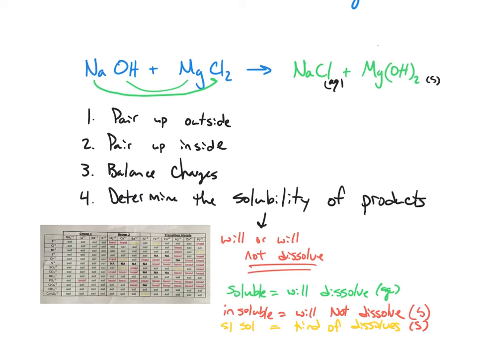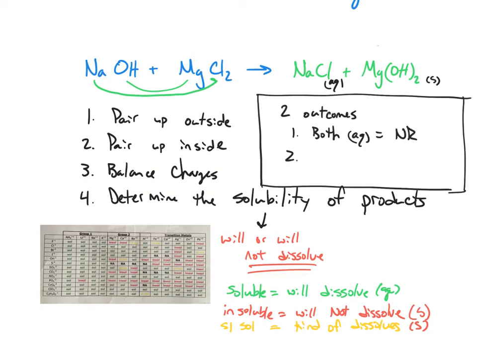When it comes to determining whether or not this reaction will happen, there are really 2 outcomes. They will either both be aqueous. In that case, there is no reaction, because essentially you have two solutions that both dissolve, so you won't observe a precipitate forming. There's no gas, there's no light, there's no heat, there's no clue that a reaction happened. If both products are soluble, or in other words, both are aqueous, then no reaction occurs.